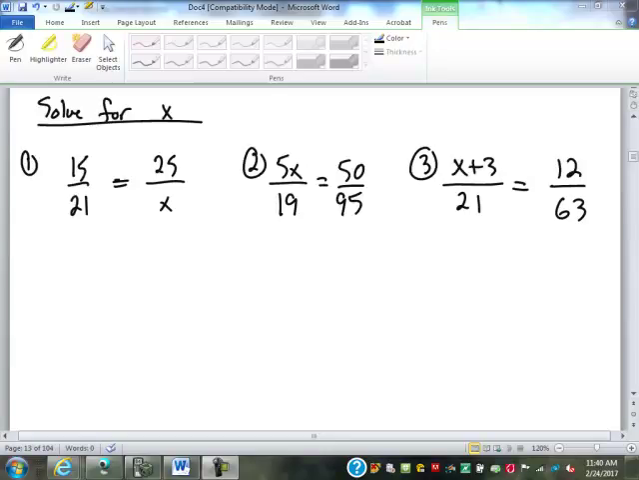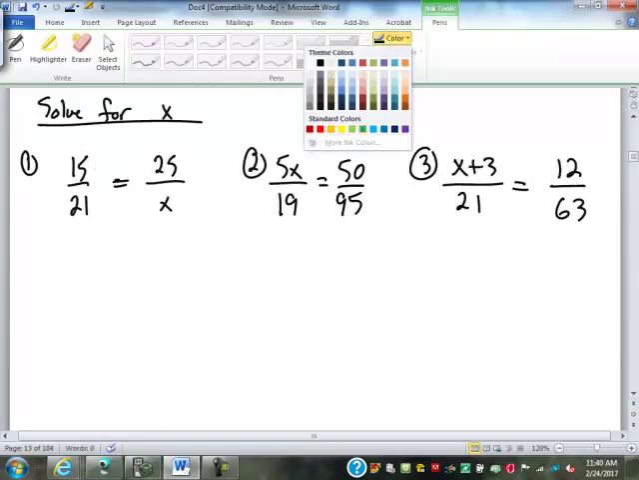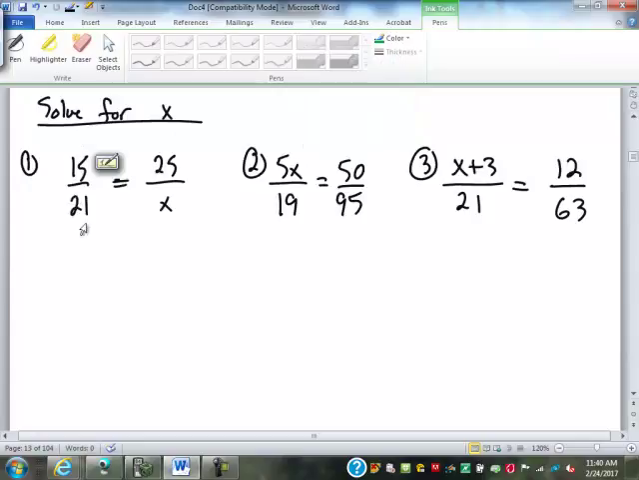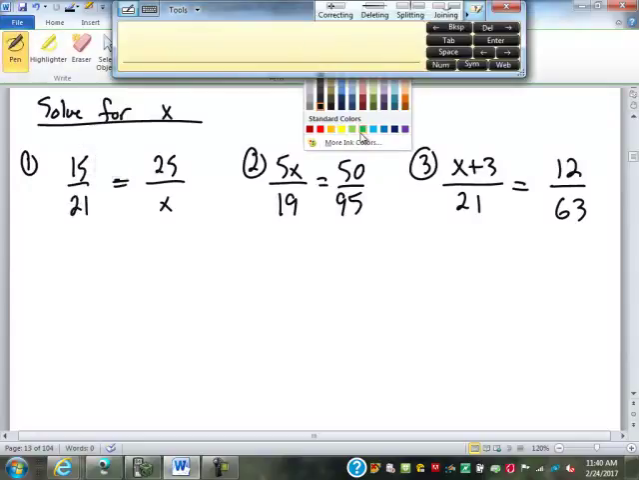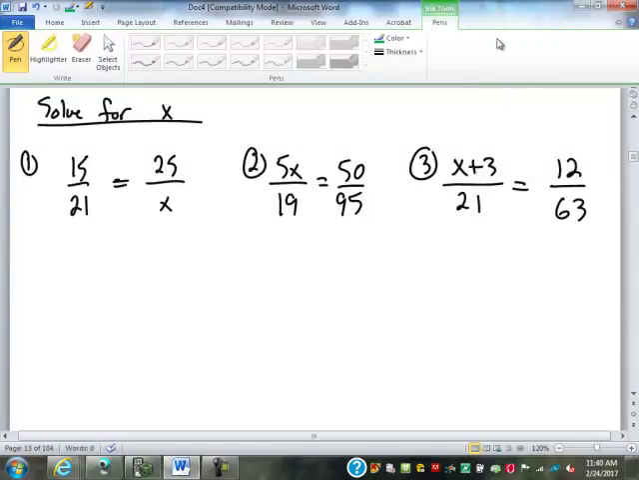What we need to do to get through here. Okay, so for this one, the first problem is just a straight cross multiply and divide. We have 21 times 25, which is 525, and then divided by the 15, which is going to give us 35.